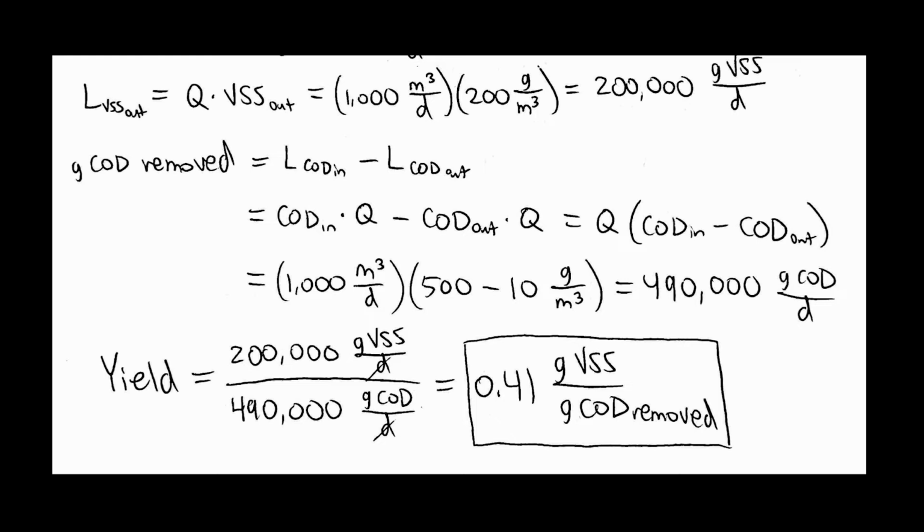So now the last step to calculating the yield is to divide 200,000 grams of VSS per day by 490,000 grams of COD removed per day, giving us a value of 0.41 grams of VSS per gram of COD removed.